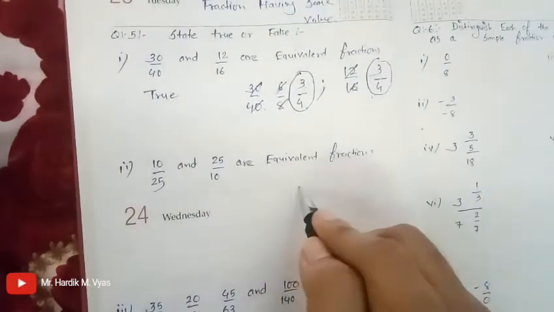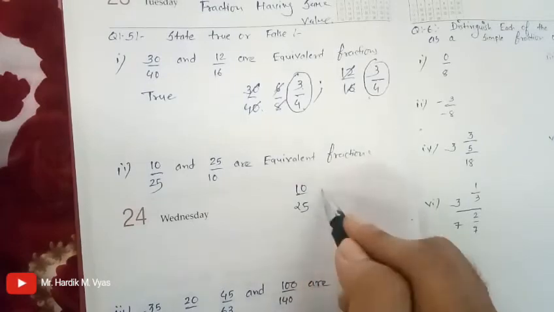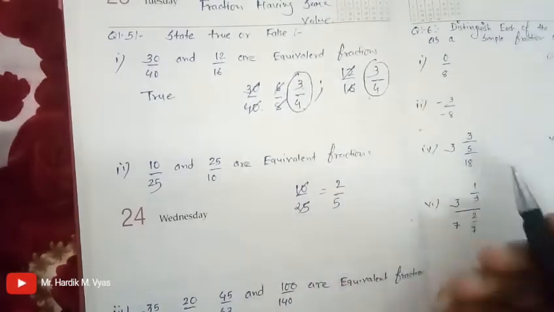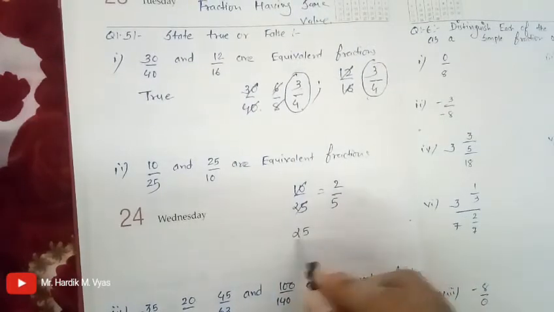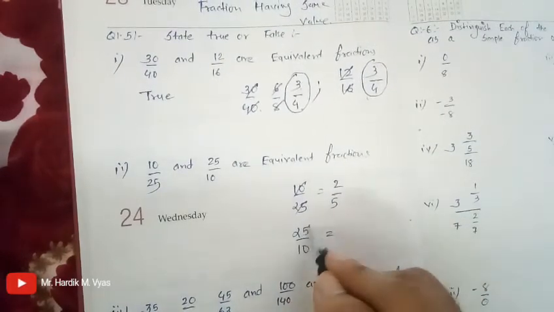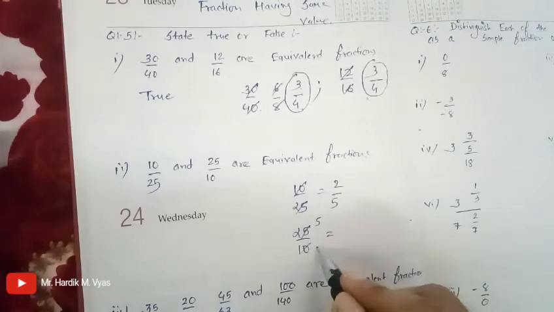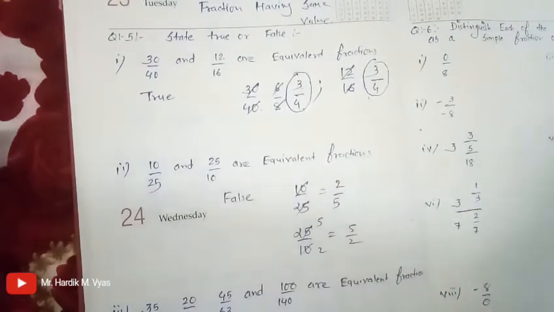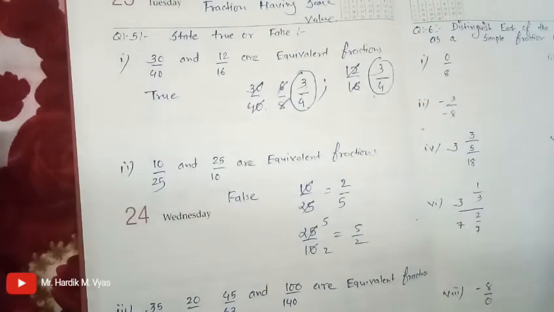Let's check the second one. 10 upon 25. See, 5 2s are, 5 5s are. So the final answer is 2 upon 5 and 25 upon 10. Here we can see that 5 5s are, 5 2s are, that is 5 upon 2. So this becomes false, because here the fractions don't have the same values.